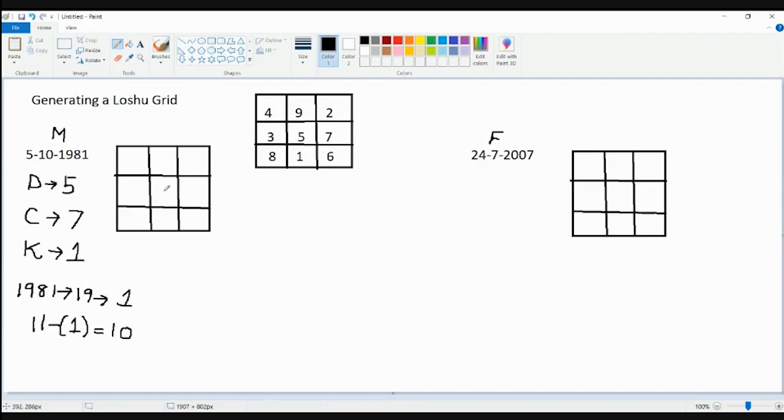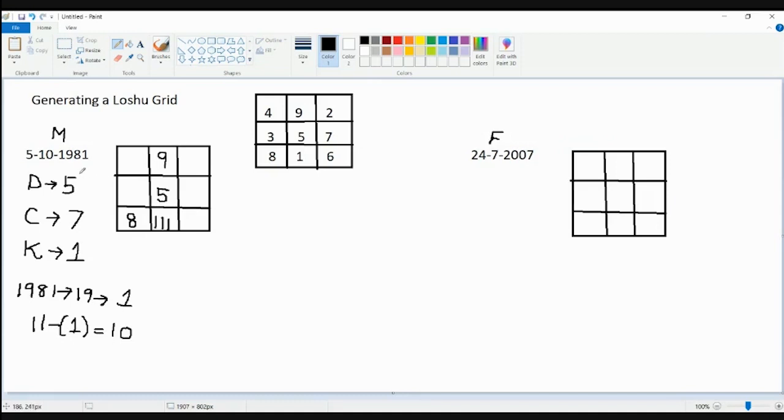For this, let us put the date of birth first. So 5 will come here. 1 will come here from October, and from 1981: 1, 9, 8, and again 1 here. So you have entered the date of birth.